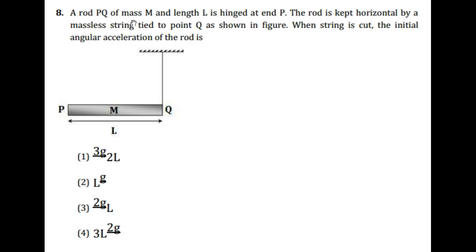It is written: a rod PQ of mass M and length L is hinged at end P. The rod is kept horizontal by a massless string tied to a point Q as shown in the figure. When the string is cut, we have to find the initial angular acceleration of the rod. So this is the rod of mass M, length L, and these are the four options. So this is the figure.